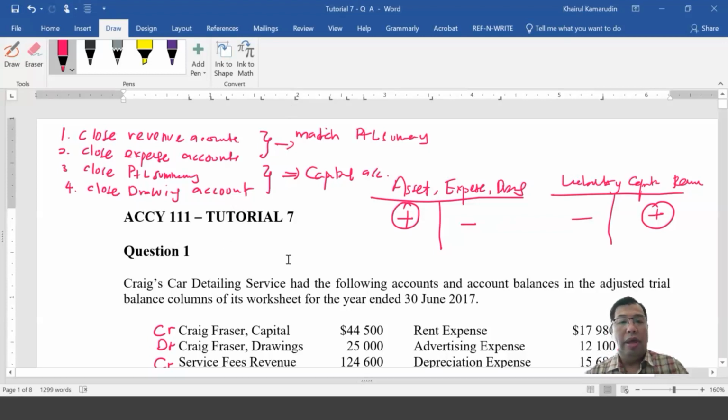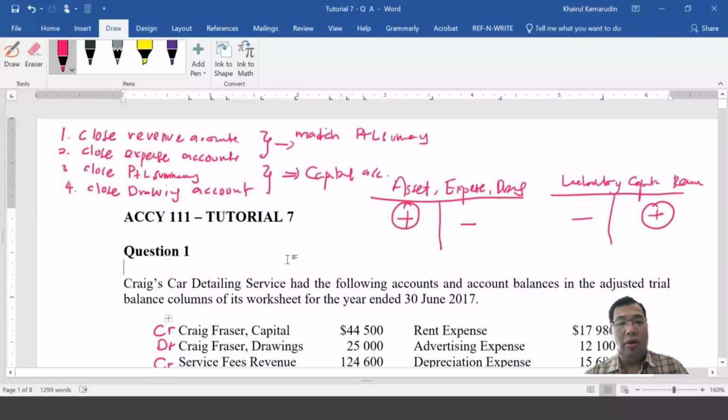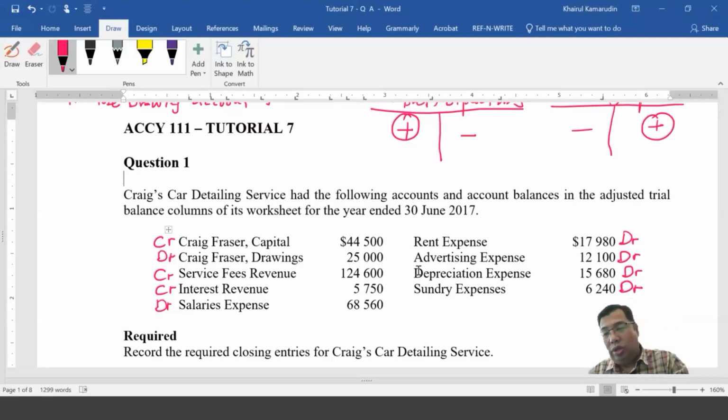Please take your time to do number 1. What is the journal entry for closing the revenue accounts? We have 2 revenue accounts, service and interest. To close means, if you have a credit of 124,600, to make it 0, you're going to record on the opposite side. That is debit 146,100. So it's going to be 0.